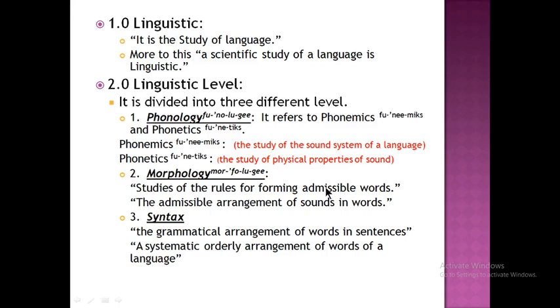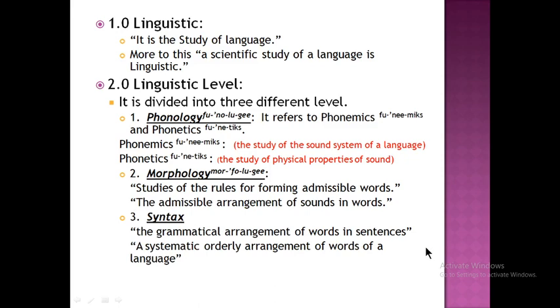Next one is morphology. What is morphology? The study of the rules of forming admissible words. Admissible words means words that people allow to be formed. That is the part of morphology. The study of rules for forming admissible words is morphology. The admissible arrangement of sounds in words can also be referred to this way. It's up to you how you want to define it. The third one is syntax, and I'm sure in your 10th or 12th this was part of grammar. So what is syntax? The grammatical arrangement of words in a sentence.